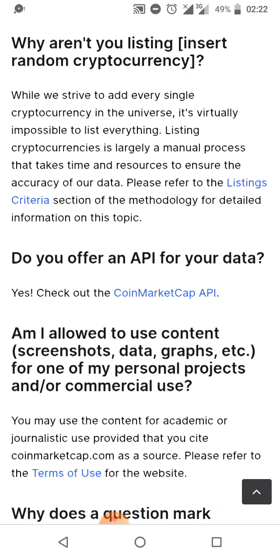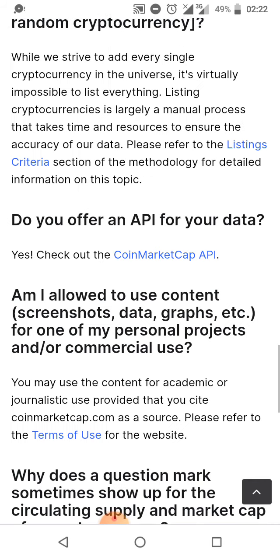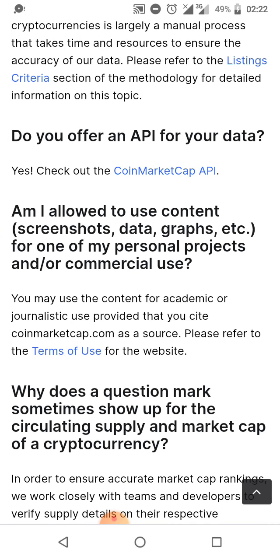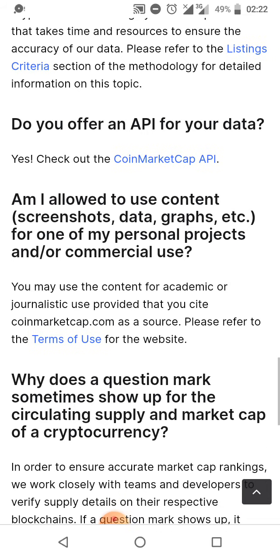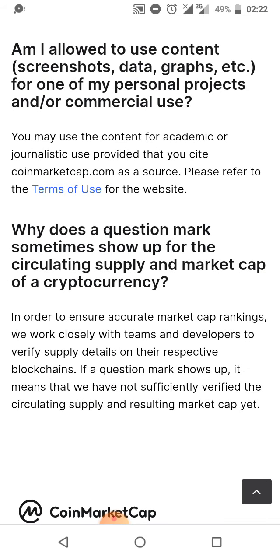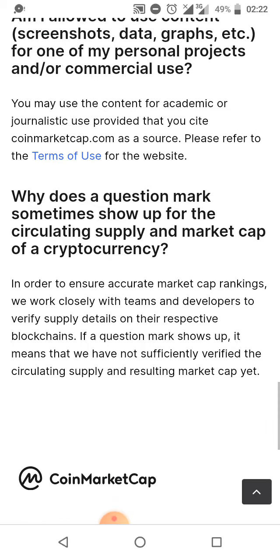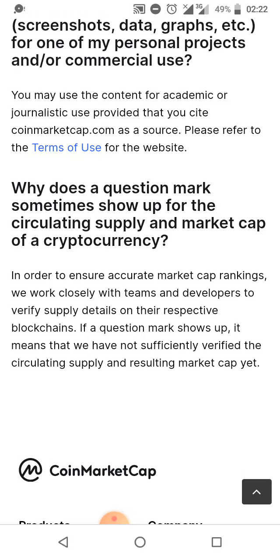Do you offer an API for your data? It says you can check here. So am I allowed to use content, screenshots, photographs? You may use content for academic or journalistic use, provided that you cite CoinMarketCap as a source. Please refer to the terms of use for the website. So you can utilize screenshots and content from this website so long as you cite CoinMarketCap.